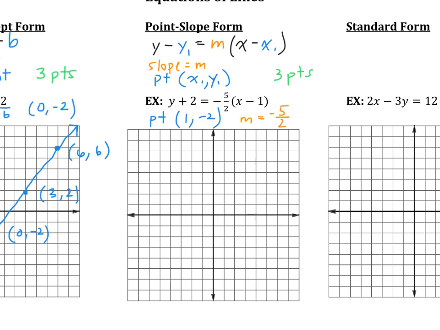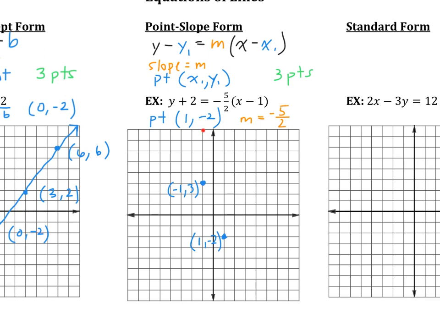All right, I'm going to start by plotting my point 1, -2. So that's going to get me here. And this time, if I count up 5 units, I need to count to the left 2 units. So going up 5 units, 1, 2, 3, 4, 5, and to the left 2, it's going to put me at the point -1, 3. Okay, my starting point was 1, -2. I need one more point.